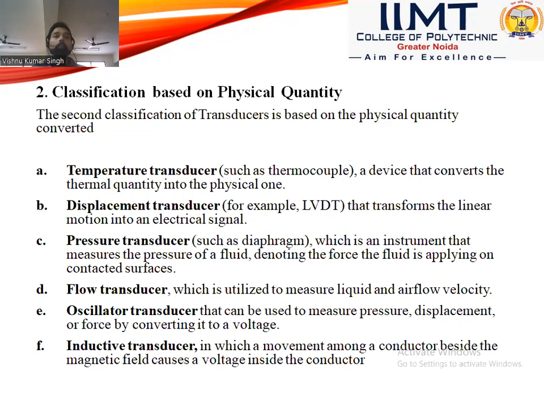Then comes the flow transducer, which is utilized to measure liquid and air flow velocity. Then comes oscillator transducer. It can be used to measure pressure, displacement, or force by converting it to a voltage. Next is the inductive transducer, in which a movement among a conductor besides the magnetic field causes a voltage inside the conductor. So these are all basically the classification of a transducer based on the physical quantity.